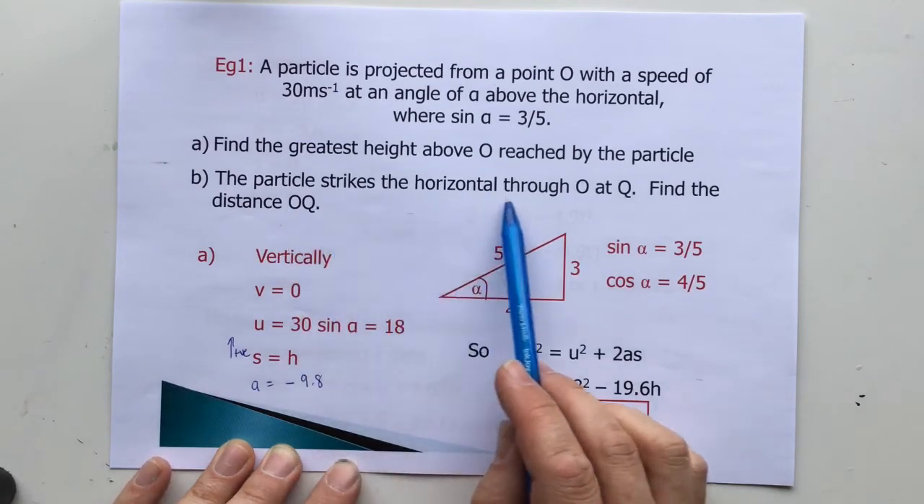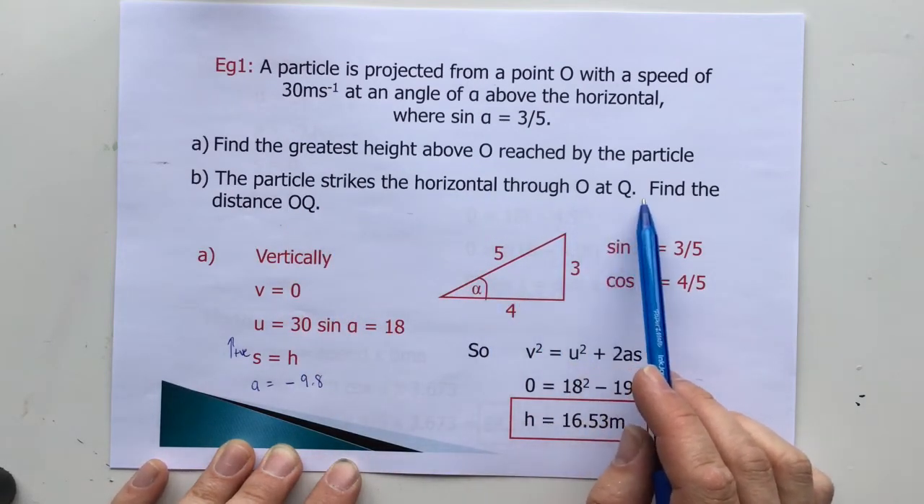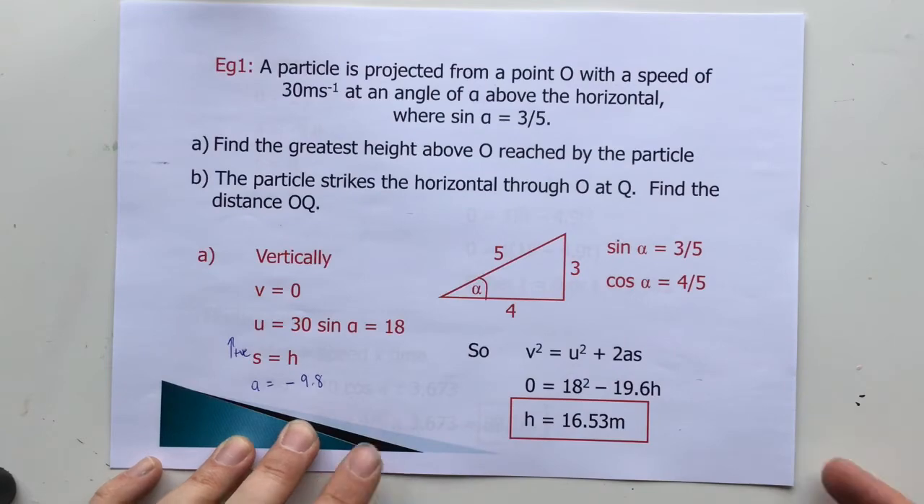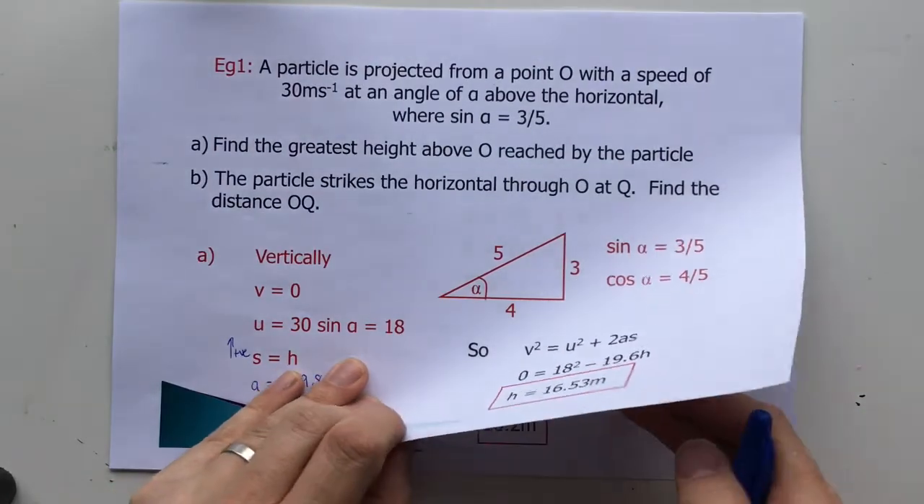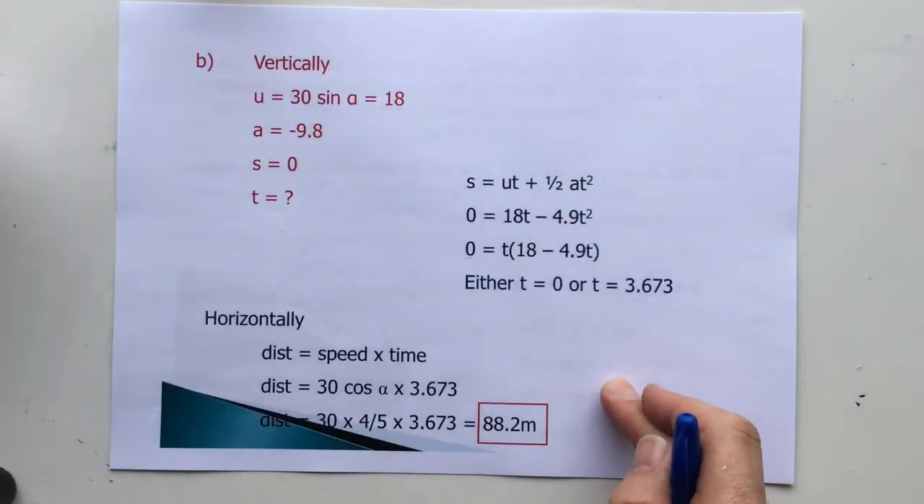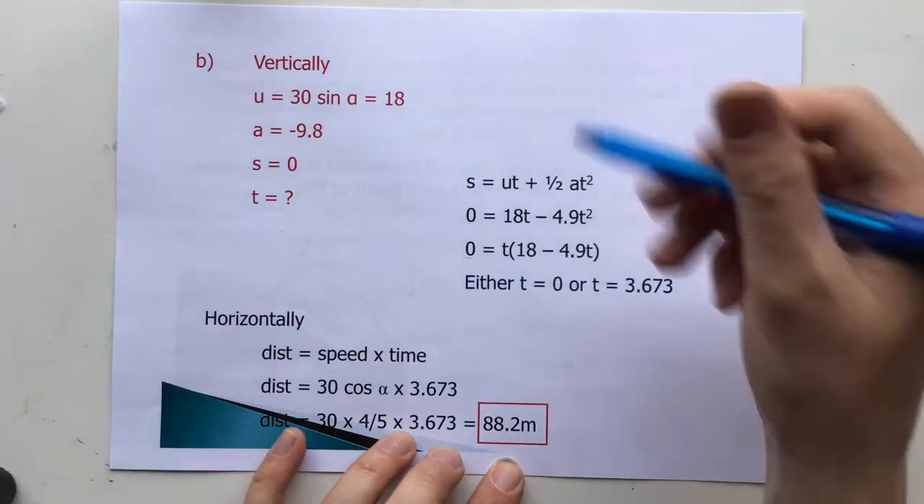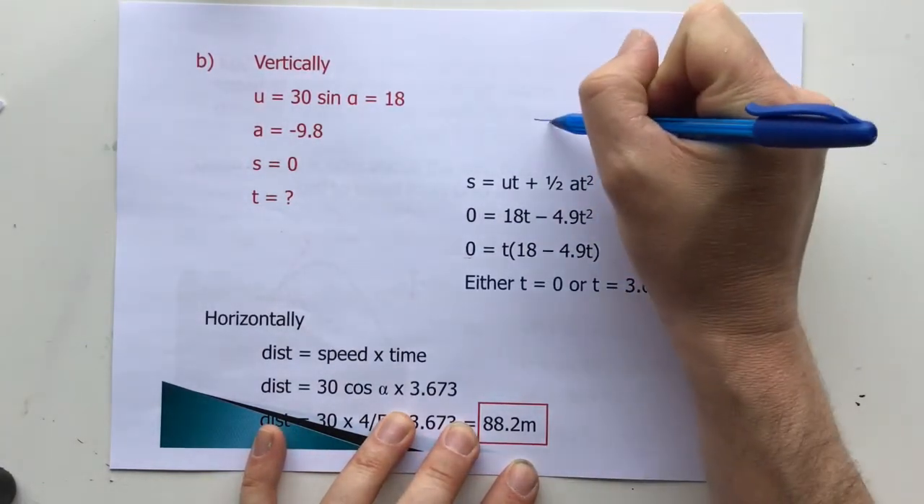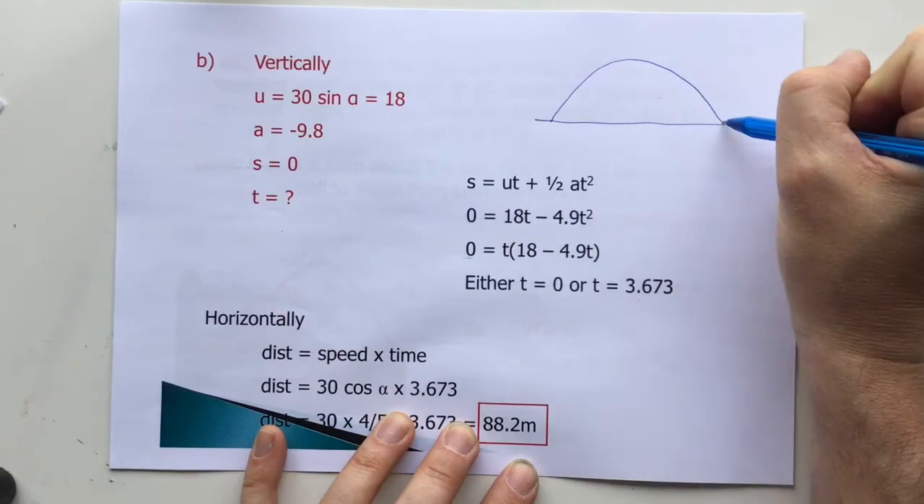Now the particle strikes the horizontal through O at Q. Find the distance OQ. So let's see where we go then from here. So we've got our horizontal. It goes up and then comes down again.